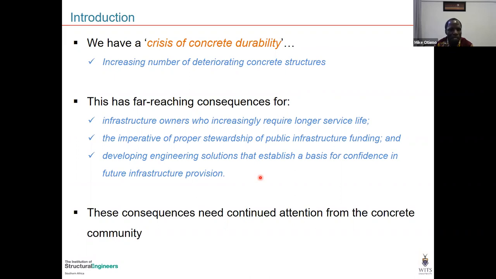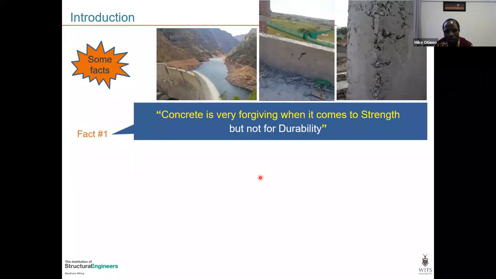Just before we proceed, I'll present some facts that we really need to know. My first fact is that concrete is very forgiving when it comes to strength. When I talk about strength, I'm referring to compressive strength in this case. You can have a structure like the one on the far top right. This structure could be a column, for example. You could have a balustrade on a concrete bridge. These elements will really not fail most of the time from a structural point of view.